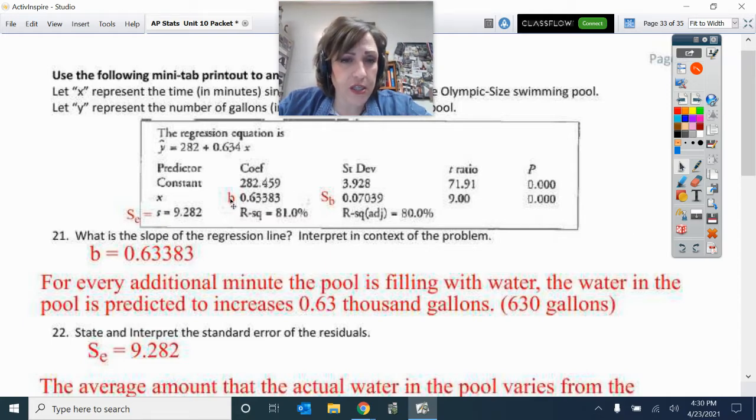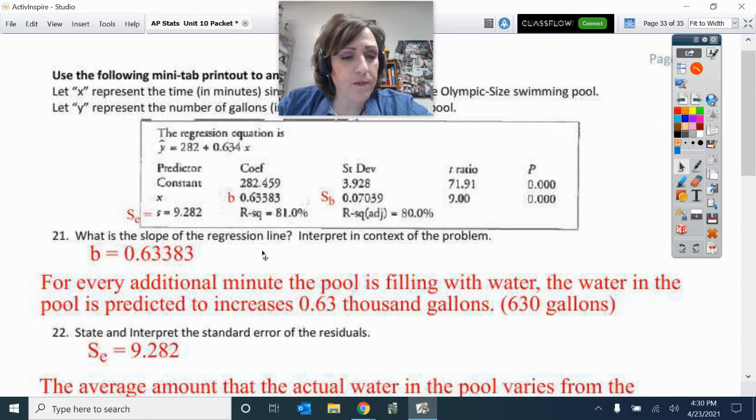So here is our slope, our standard deviation of the slope. Here's our standard deviation of the residuals. Remember, S of the E equals the S, standard deviation of residuals. Okay, because we're interpreting some of those things here at the first. What's the slope? Well, that's 0.63383. State it and interpret it in context.